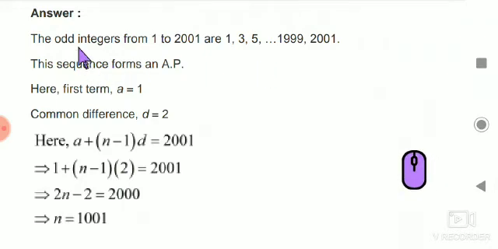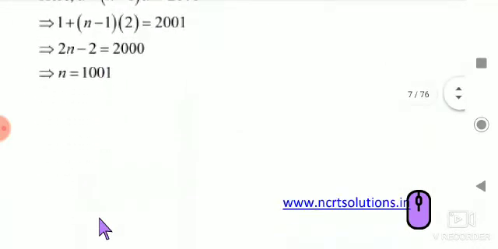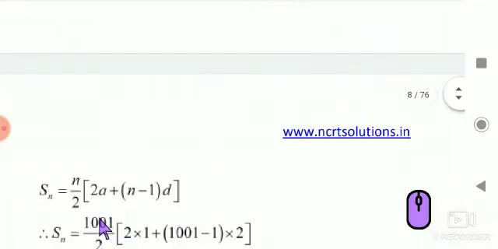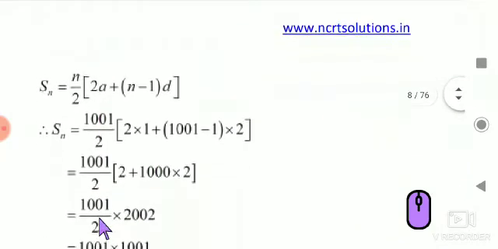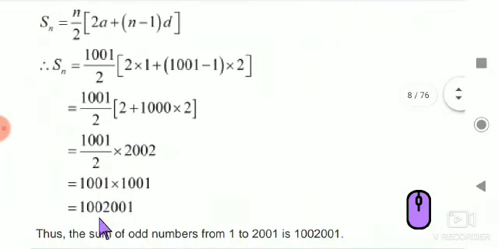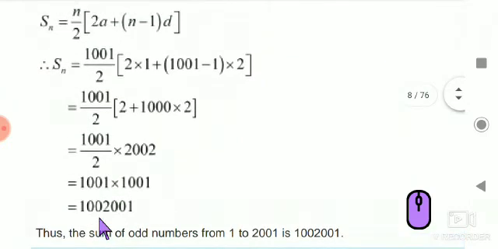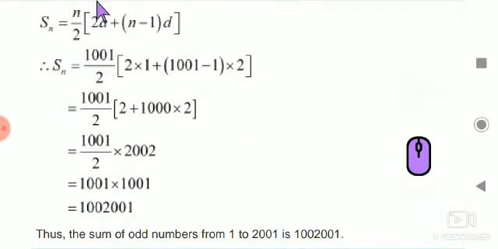But the question is to find the sum of these many terms, 1001 terms, and it is given by the formula Sn is equal to n by 2 into (2a plus (n minus 1) into d). Therefore, here n is 1001 by 2, 2 into a, which is 1, plus n, which is 1001, minus 1, into common difference 2. By substituting all these values, we get Sn is equal to 1001 divided by 2.